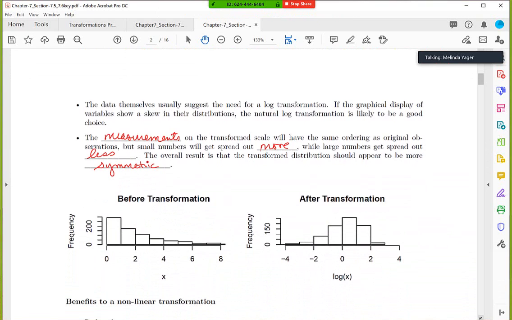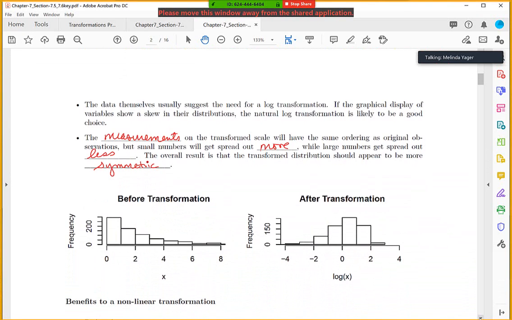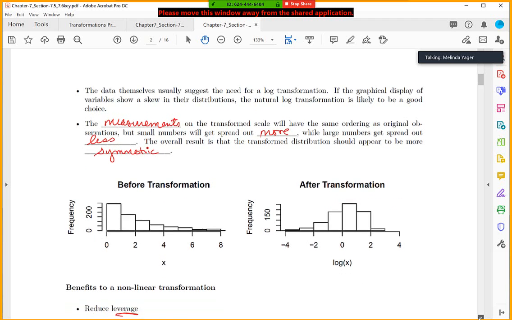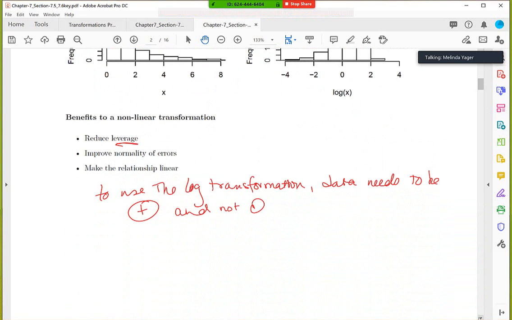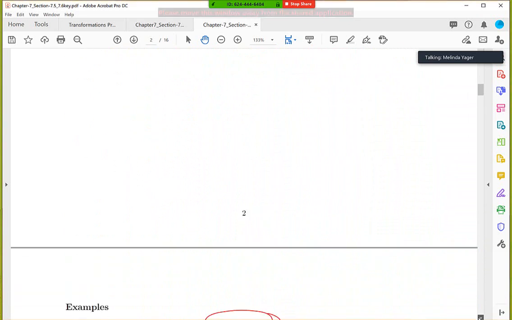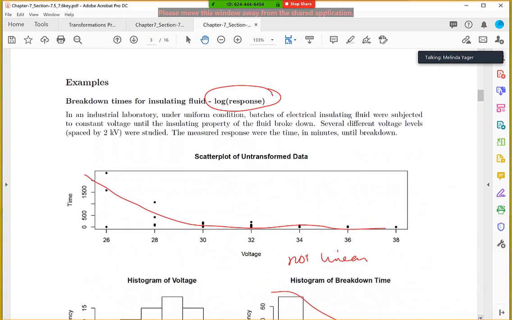Usually the purpose of transformations is to get a linear relationship between our explanatory and our response. Here you can see before transformation, we have a right skewed distribution. After transformation, where they took the log of x, we're seeing a nice symmetric distribution. One important thing to note is our data has to be positive in order to do a log transformation, and it can't be 0. Also, tell me if I need to slow down.